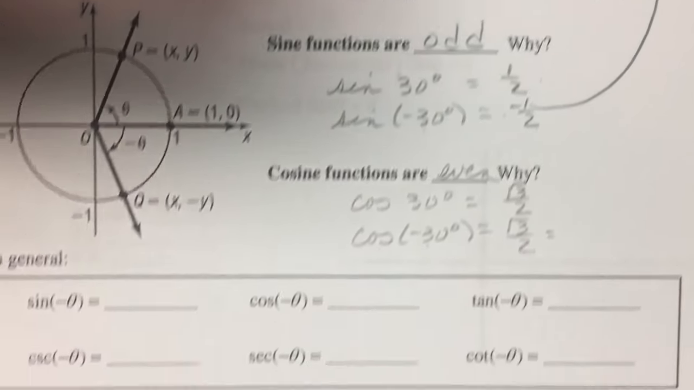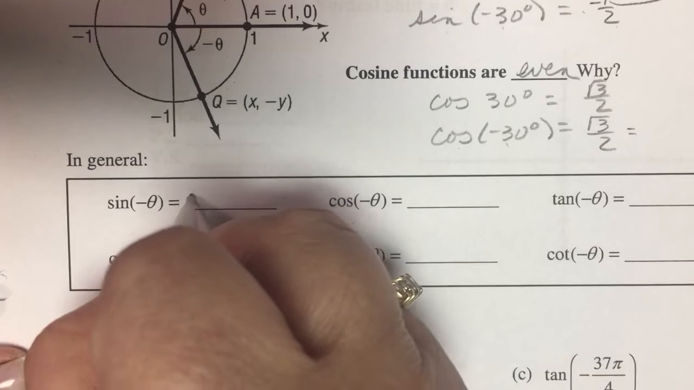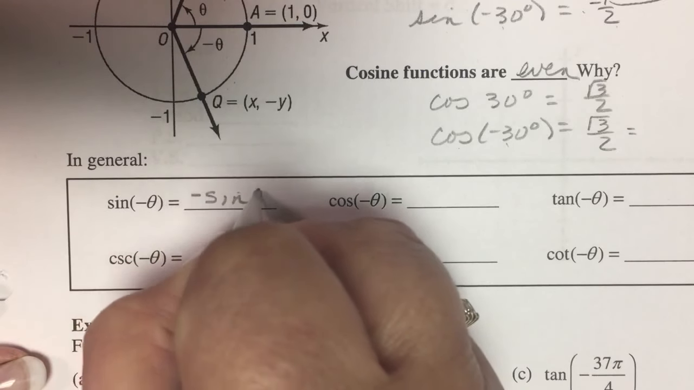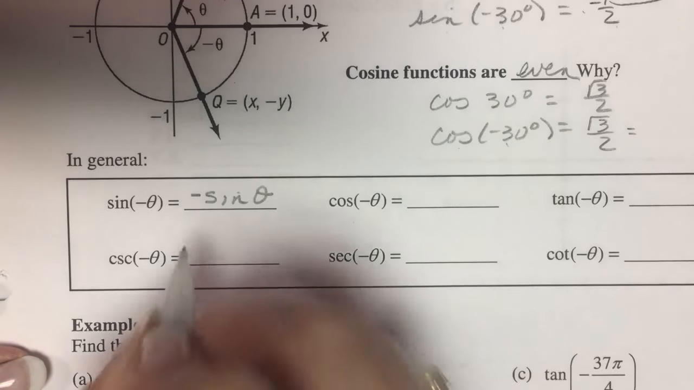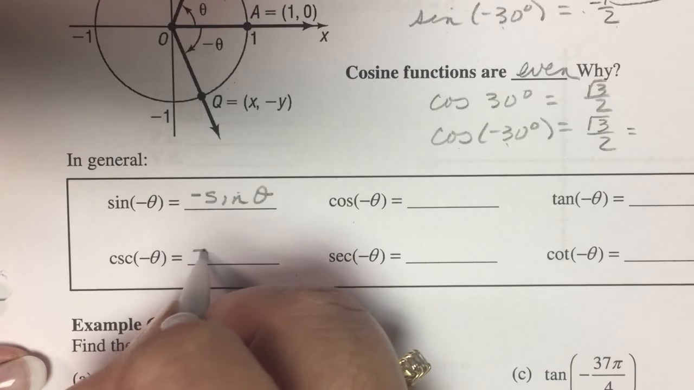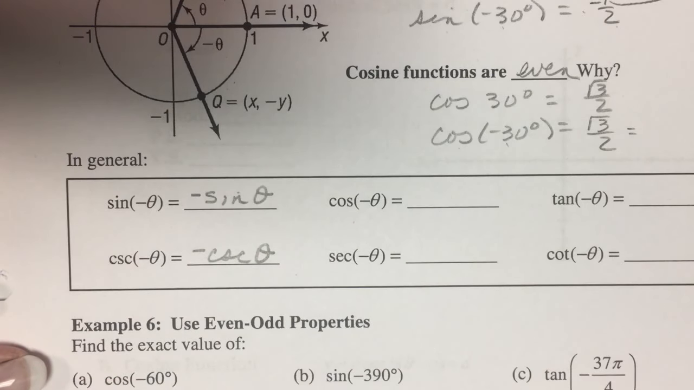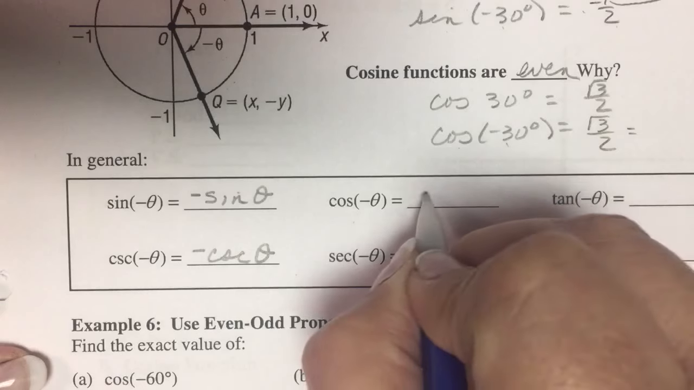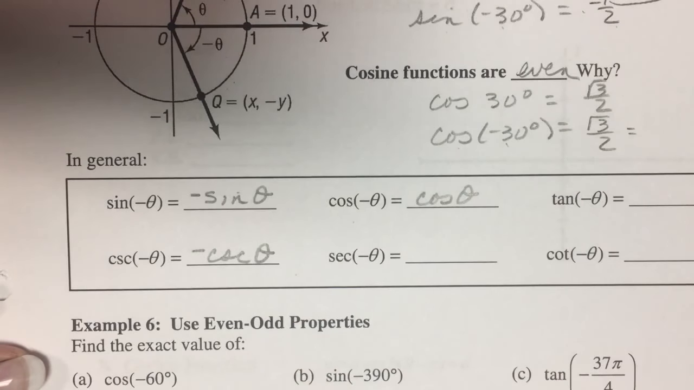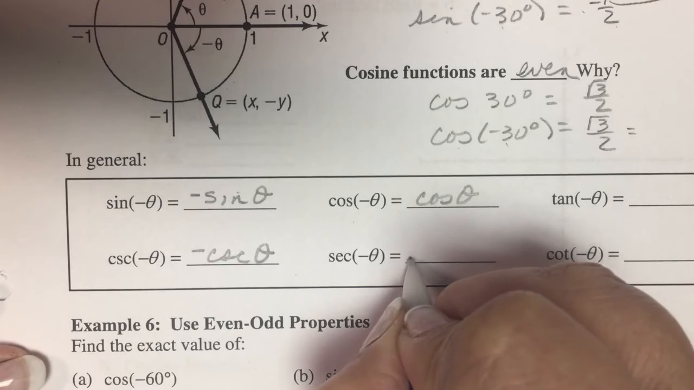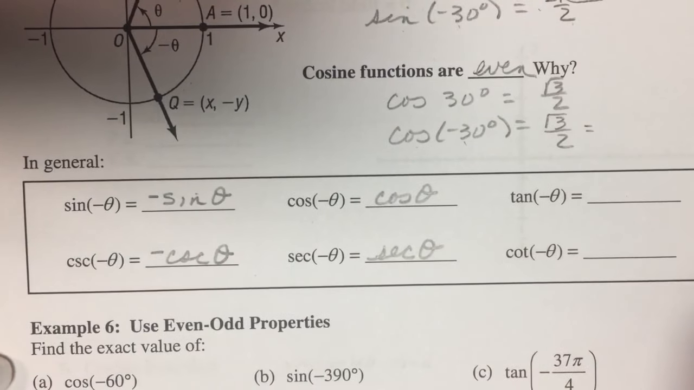The reciprocal functions will be the same thing. So in general, the sine of negative theta is negative sine of theta because it is odd. Cosecant of negative theta is the negative cosecant of theta, again, because it's odd. Cosine of negative theta is the same thing as cosine of theta. It is even. Secant of negative theta is the same as the secant of theta. It is even.